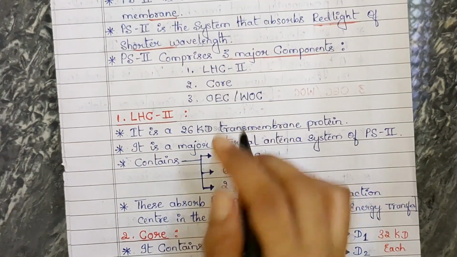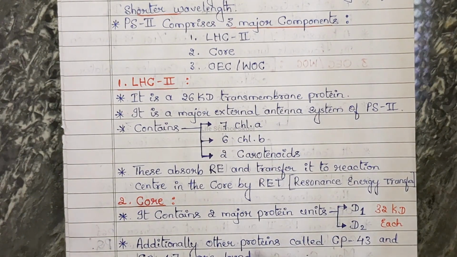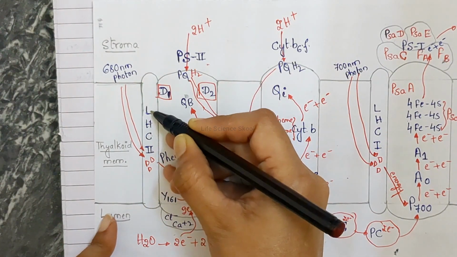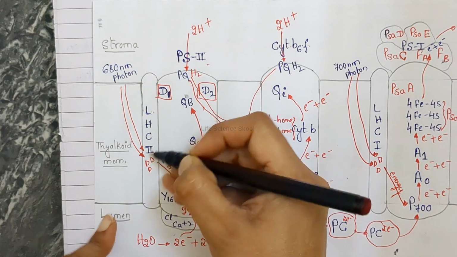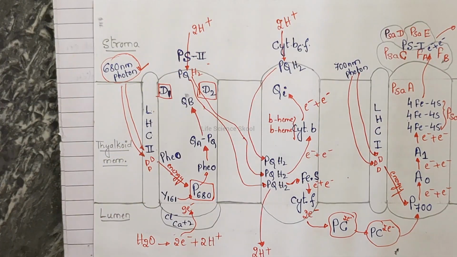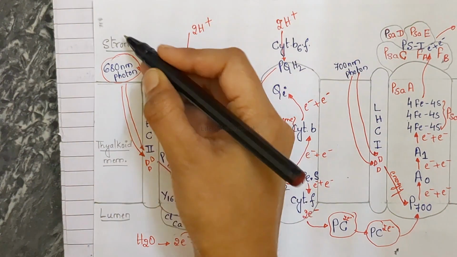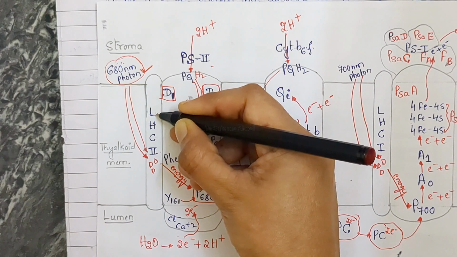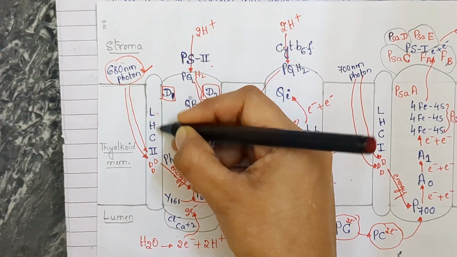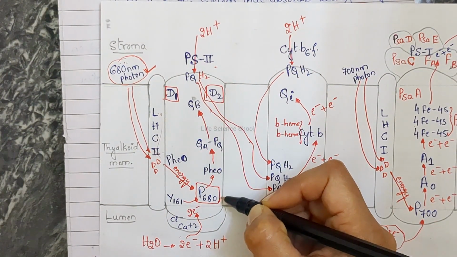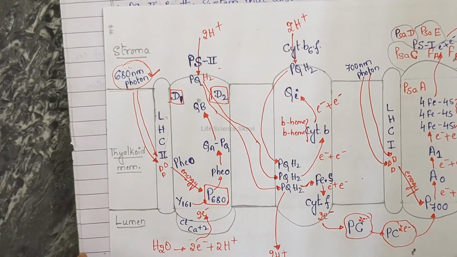The first one, LHC2. LHC2 is a 26 kilodalton transmembrane protein. It is a major external antenna system of PS2. This is the light harvesting complex 2, which absorbs the 680 nanometer photon. Photon means packet of energy. That 680 nanometer wavelength is absorbed from the sunlight, and this energy packet is first absorbed by the antenna pigment, LHC2, and then it provides that energy to P680 of photosystem 2.